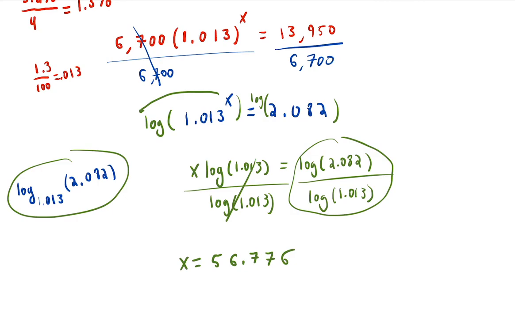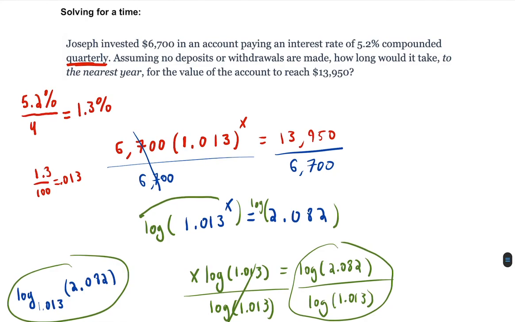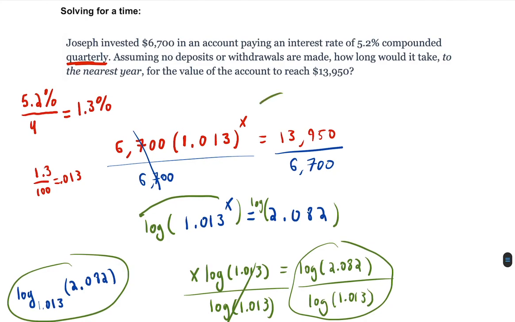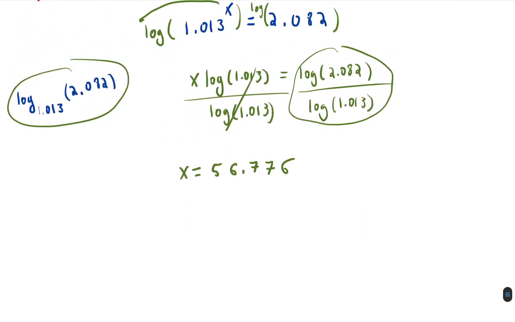But now here is the key, right? What does x stand for here? Well, it usually stands for years, but we changed this around. This stands for quarters now. And so remember, we took this 5.2% rate. This is a yearly rate, if it doesn't say otherwise. They gave us the rate for the year. We turned it into quarters so we could do the compounding. So x was also in quarters, which means that this answer is in quarters.